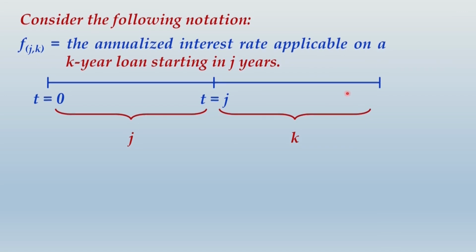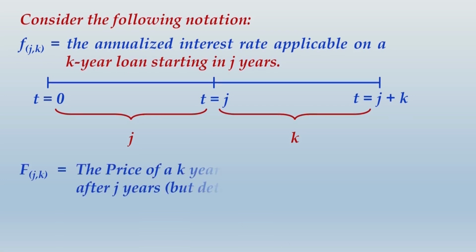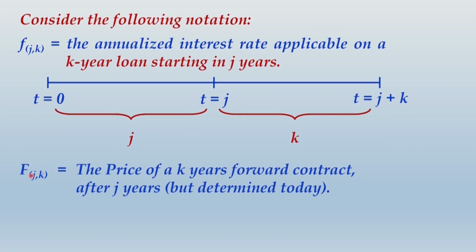This period is k years, so this time point will be t equals j plus k. Now when we talk about small f, it is the forward rate, but when we talk about capital F, it is the price of the bond. So capital F j comma k will indicate the price of a k year forward contract after j years, but the price has to be determined today.